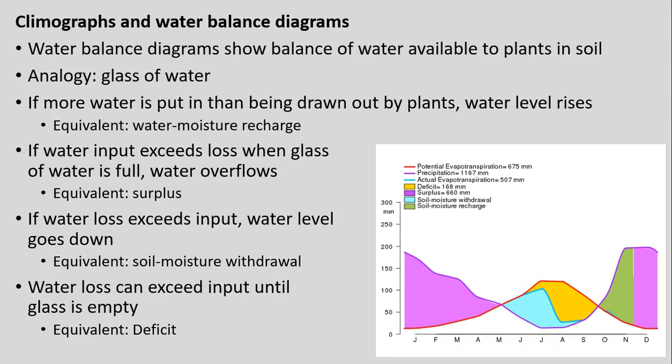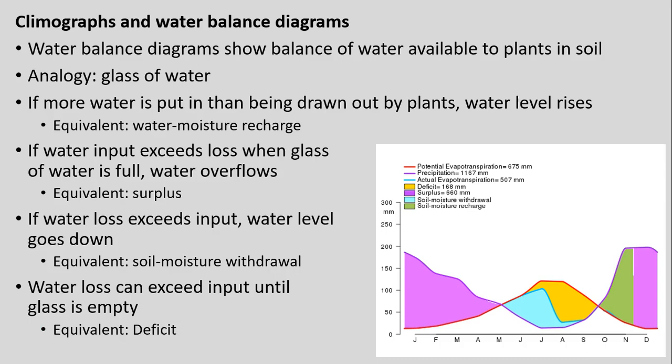So that brings us back to our climagraphs and showing this visually, because we're interested in how this is going to play out in the future tied to our biomes, when we're talking about biomes and vegetation. So these water balance diagrams show the balance of water available to plants in the soil. And you can think of it as analogous to a glass of water.